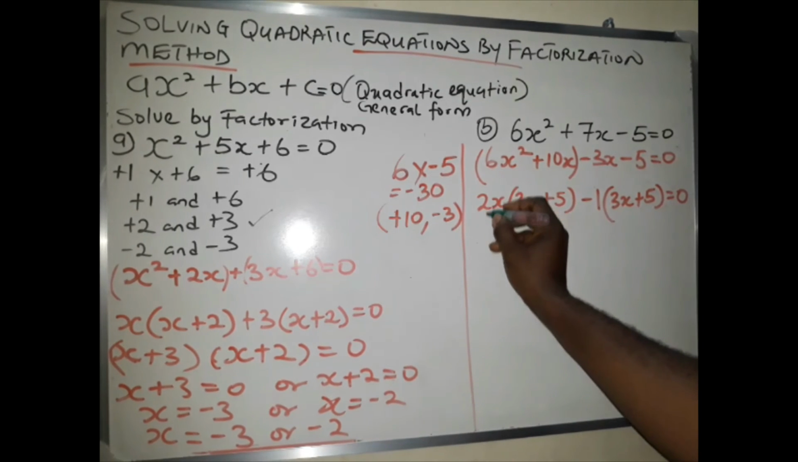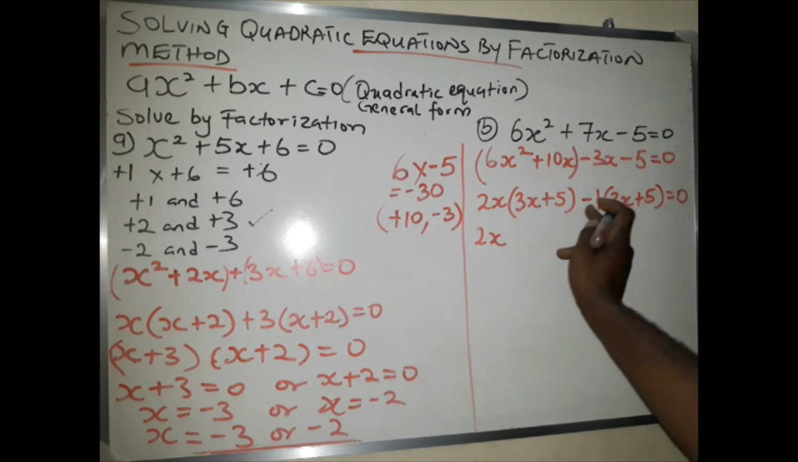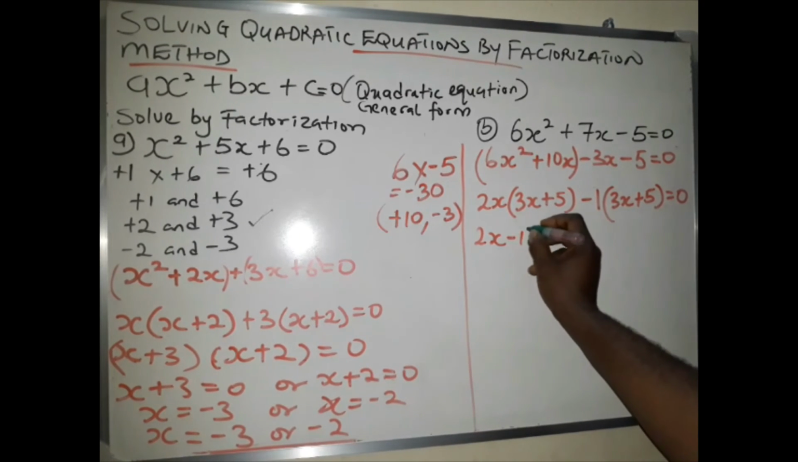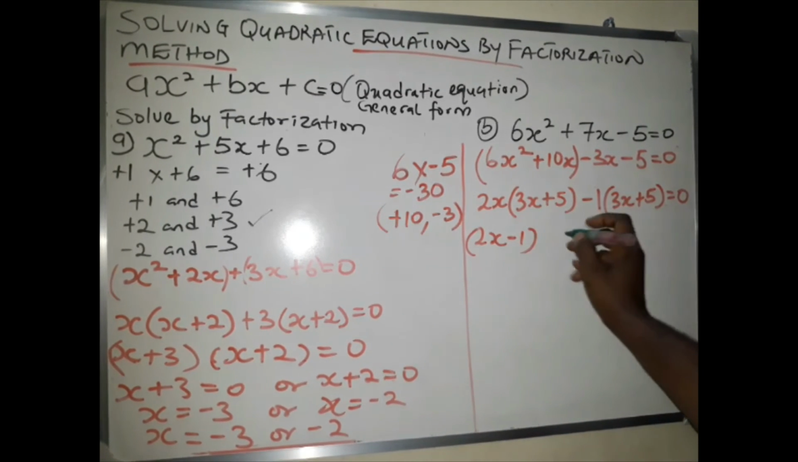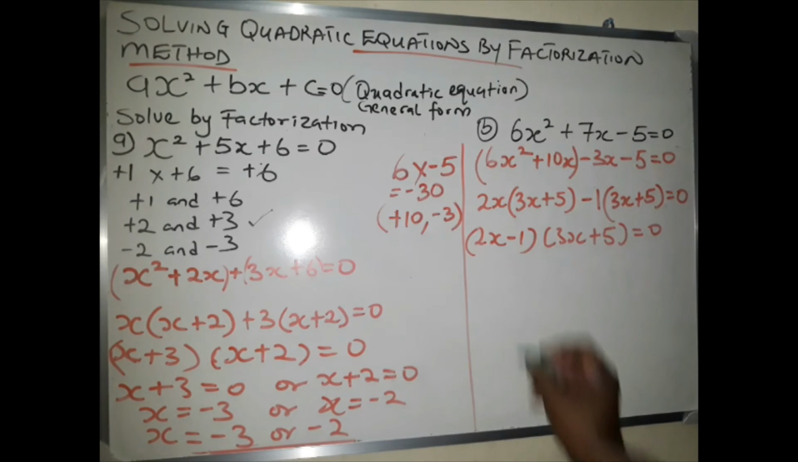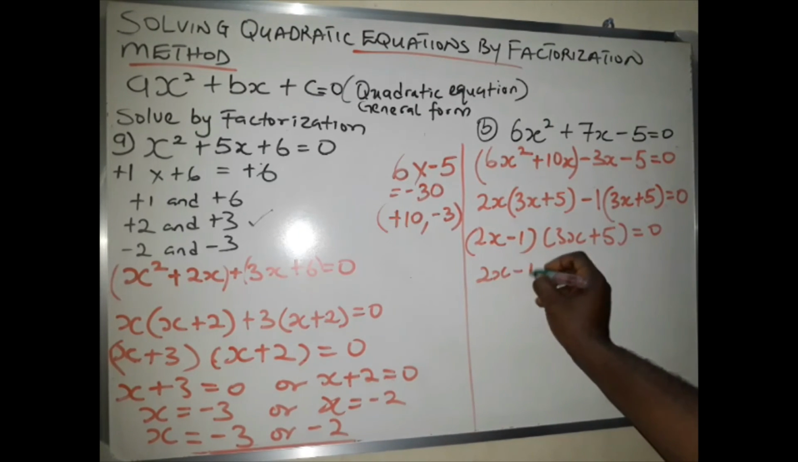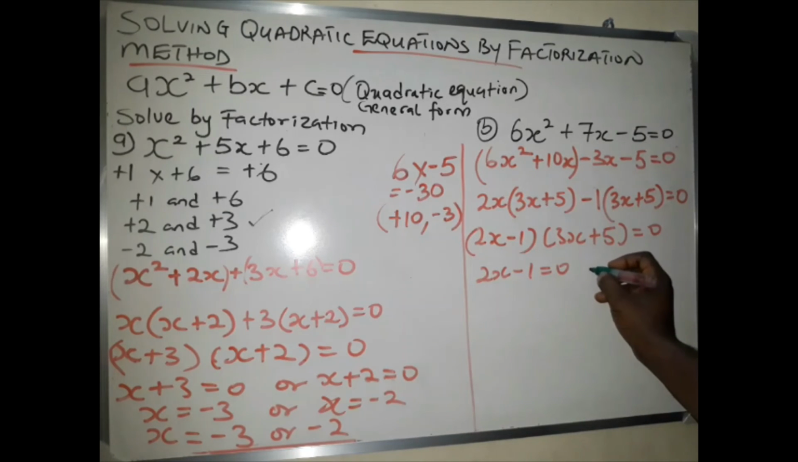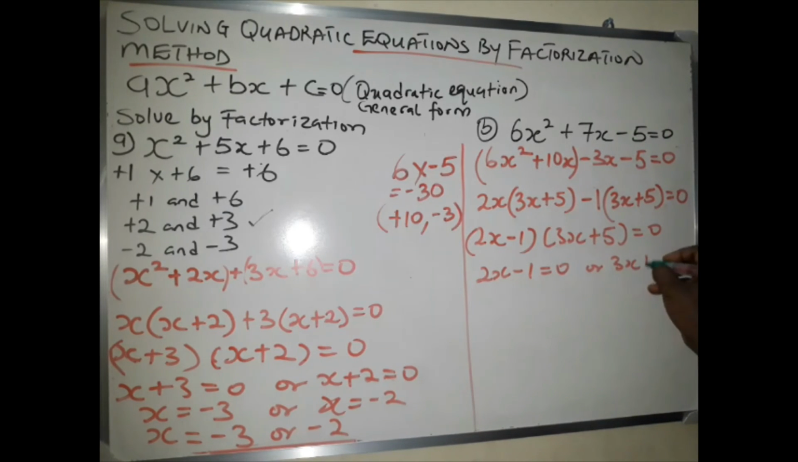So what do you do? You write, first of all, this expression here, which is 2x, and you add this to it, which is minus 1 in brackets. Then you choose one of these, which is 3x plus 5. Everything is equal to 0. Then now equate each of the expressions in the bracket to 0. 2x minus 1 is equal to 0, or 3x plus 5 is equal to 0.